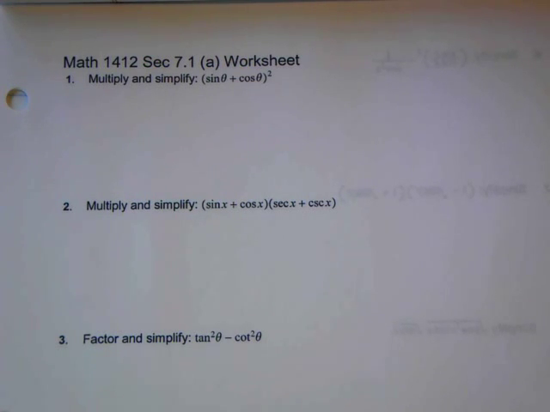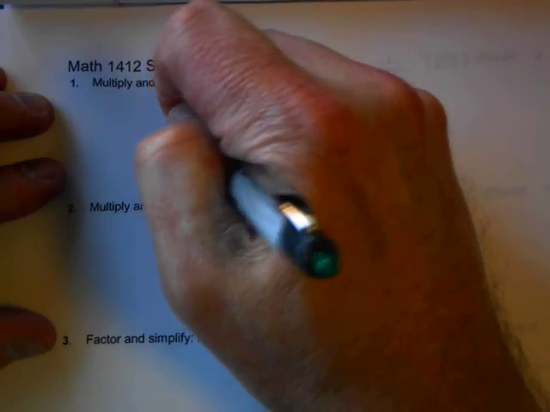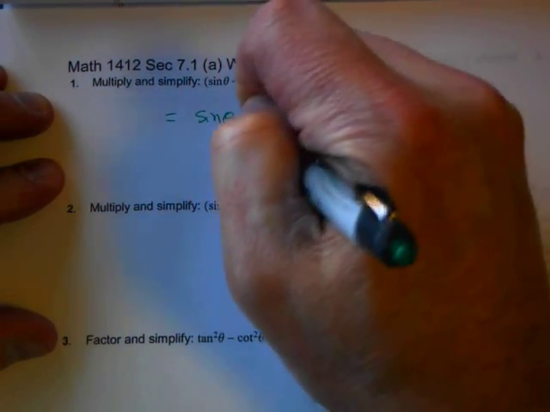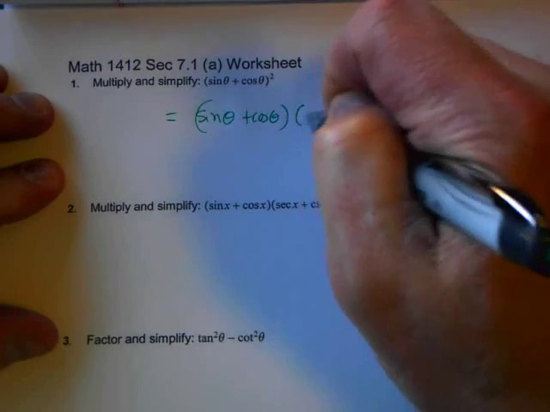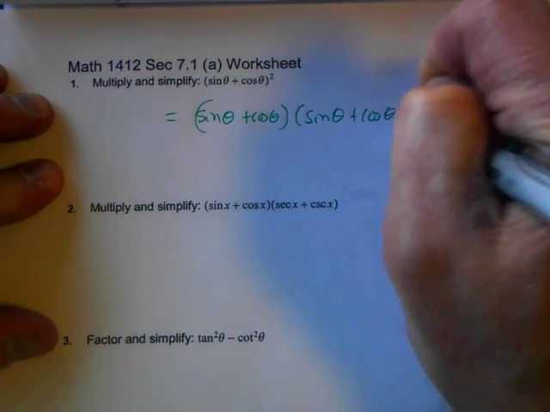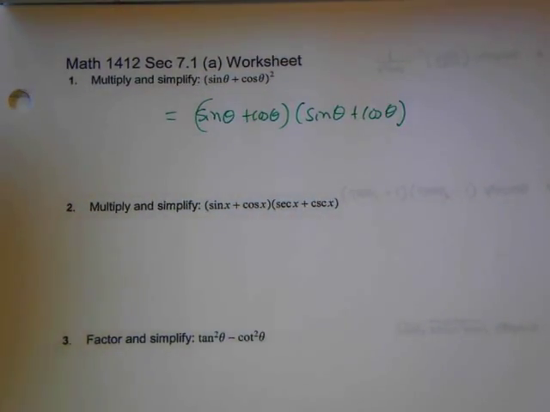All right, number 1 says multiply and simplify. We have sine theta plus cosine theta, whole thing squared. What would you do? You could use FOIL, okay? So you could write this as sine theta plus cosine theta times sine theta plus cosine theta. Your other option would have been to use that little identity that we had for a plus b squared and do it that way.